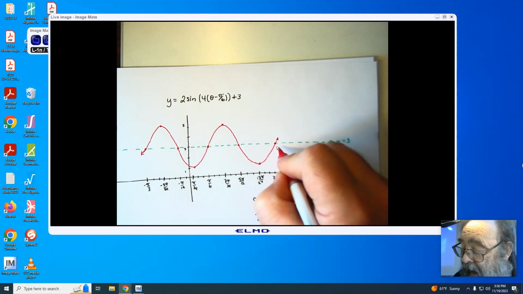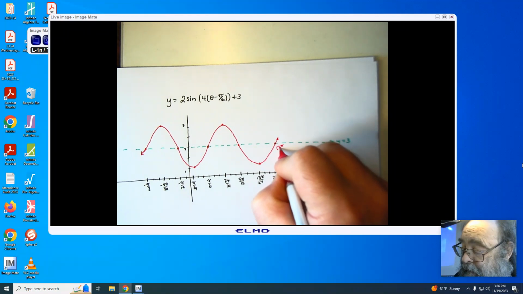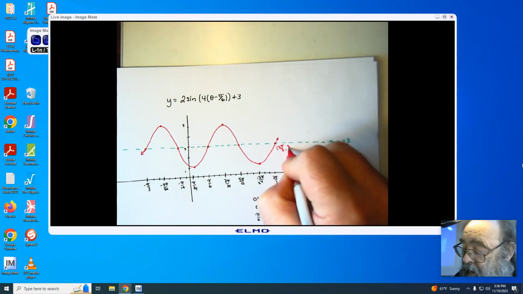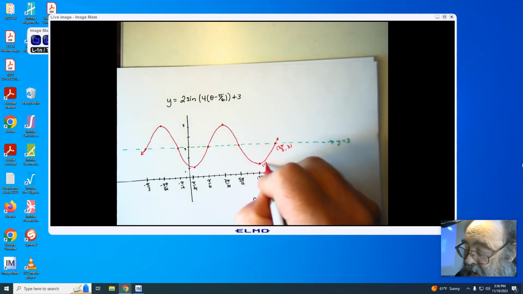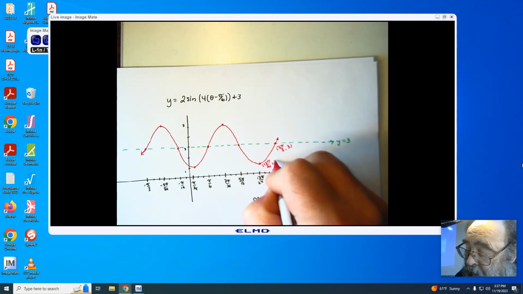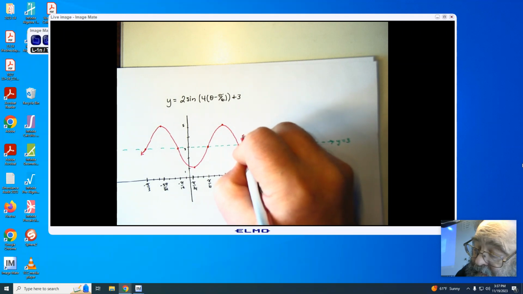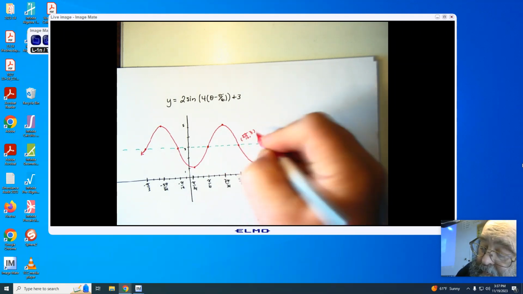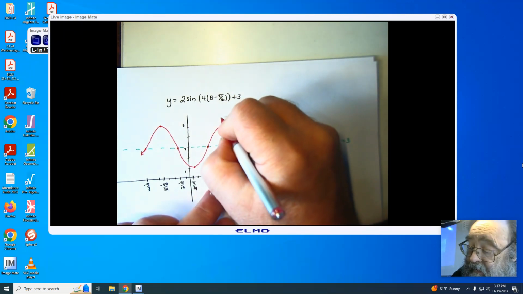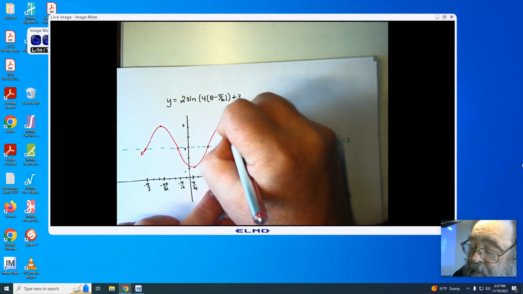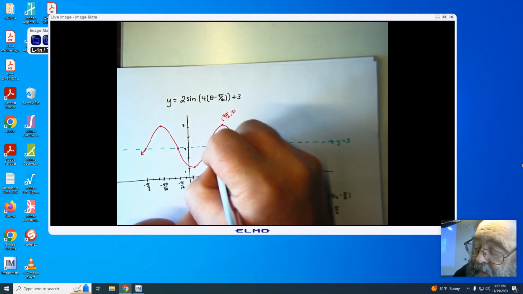So I have at 2 pi over 3, I'm at 3. At 13 pi over 24, I'm at positive 1. At 5 pi over 12, I'm at 3 again. At 7 pi over 12, I'm at 5. At pi over 6, I'm back to 3.